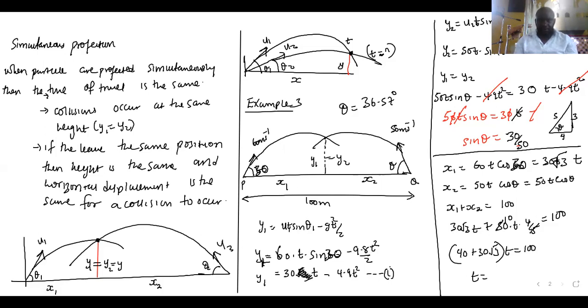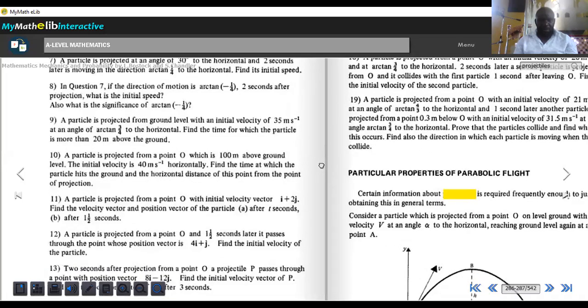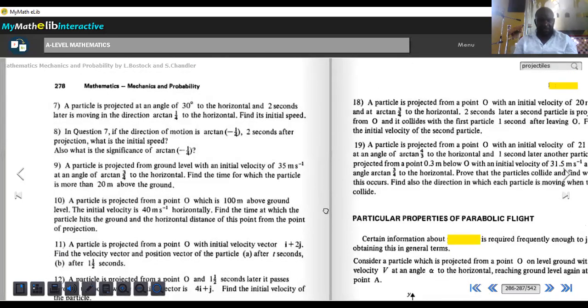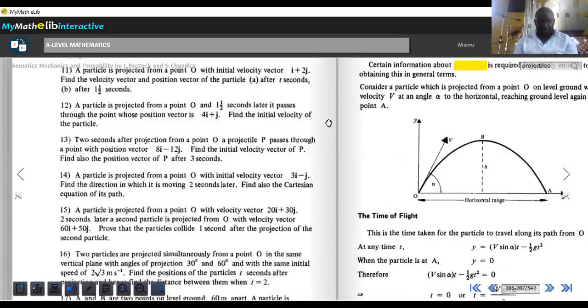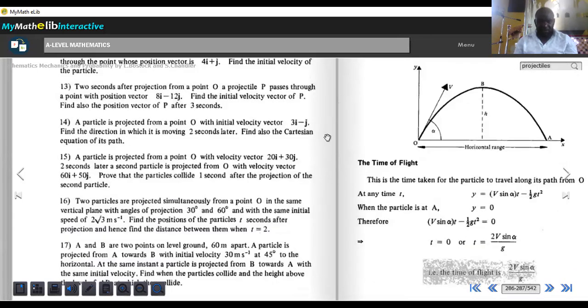So if we go back to the other screen, you see, you can take this screenshot, but you also have Boston, page 277. You see their vector numbers also here. I wanted to look for one other number which requires projection. Yeah, there's number 16 here.